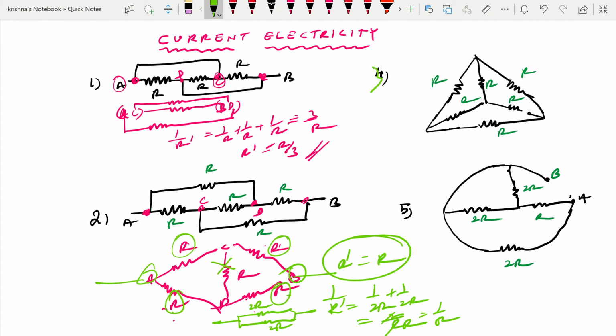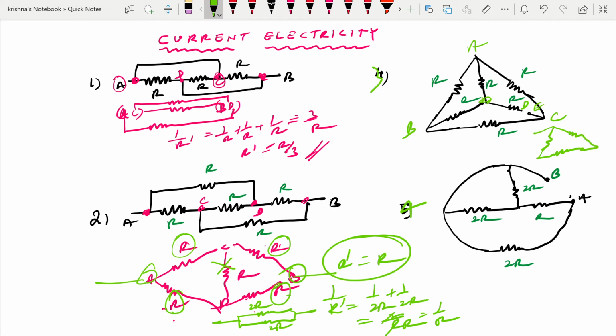When coming to the third question, it is a mesh. Let us put the points A, B, C, D, E. We want to find out the effective resistance between E and D. Simply we have to pull it, then it becomes like a Wheatstone bridge. Similarly, this triangle we should not disturb; leave it as it is.